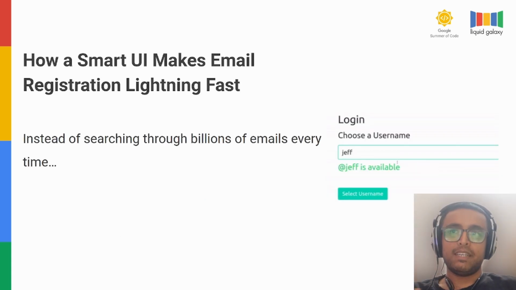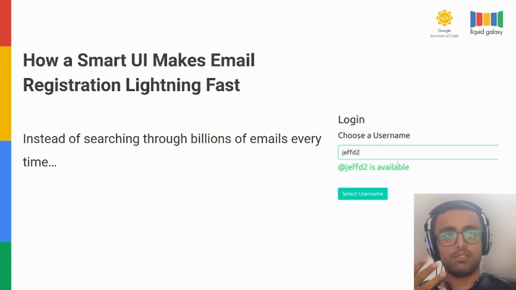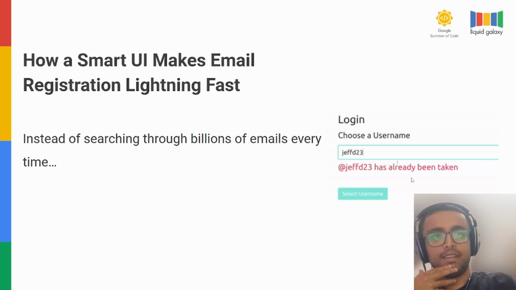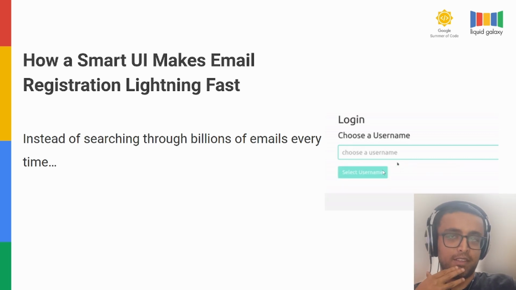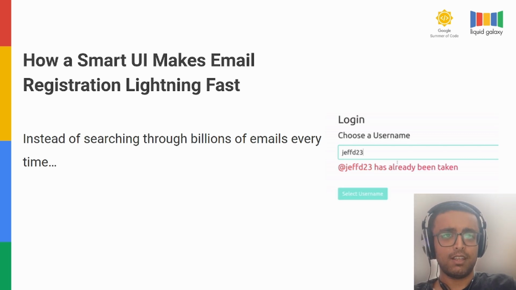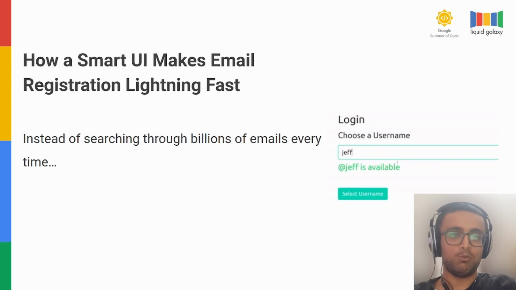How smart UI makes email registration lightning fast. In this GIF you can clearly see what is happening here, right? The user is typing their username and it is showing if the username is available or not. Let me tell you briefly what it does. I would highly recommend you dive deeper into it because it is a really good thing, and you can implement it in your app as well. So just do a simple Google search for Bloom filter.